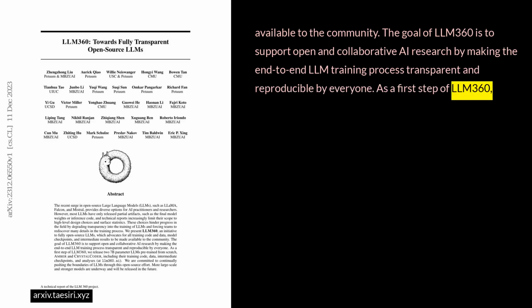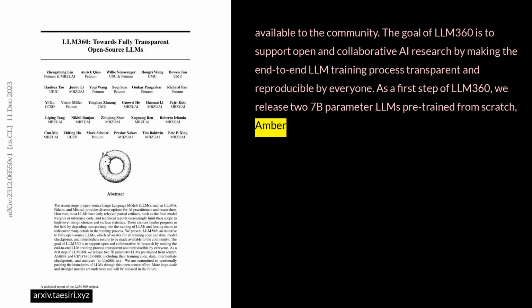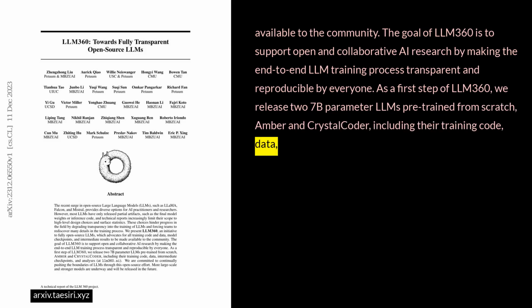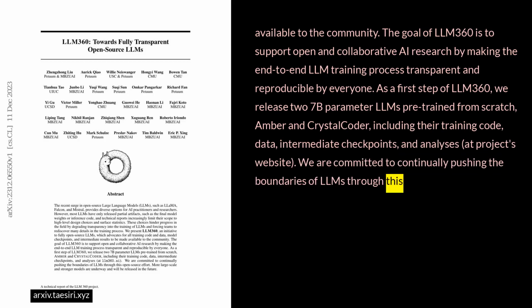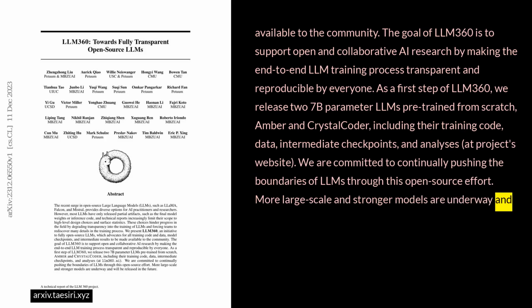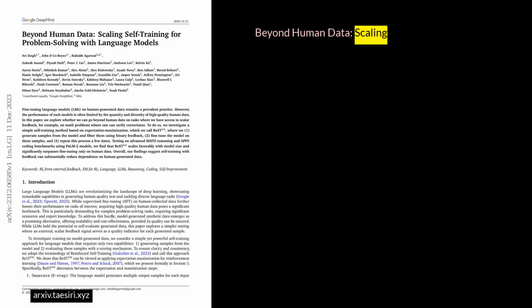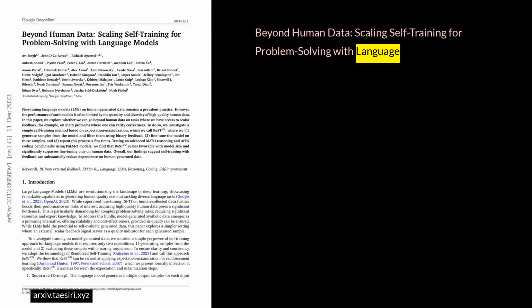As a first step of LLM 360, we release two 7B parameter LLMs pre-trained from scratch, Amber and Crystal Coda, including their training code, data, intermediate checkpoints, and analyses at the project's website. We are committed to continually pushing the boundaries of LLMs through this open-source effort. More large-scale and stronger models are underway and will be released in the future. Beyond human data, scaling self-training for problem-solving with language models.